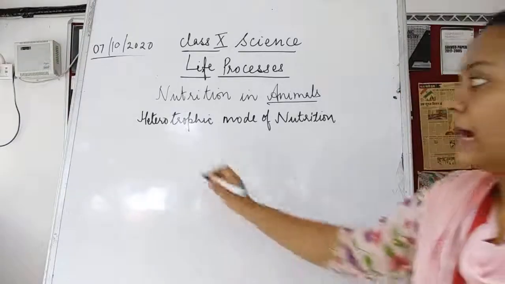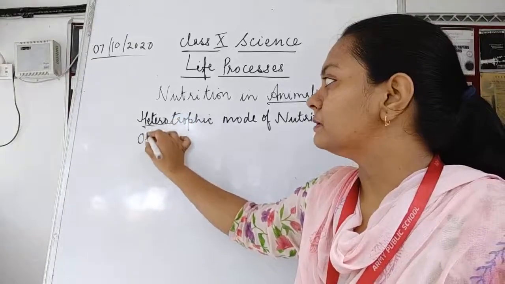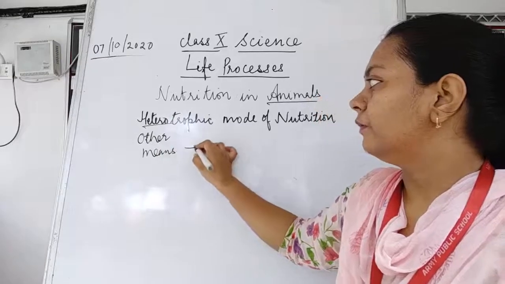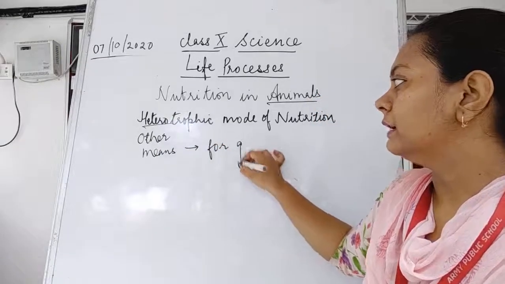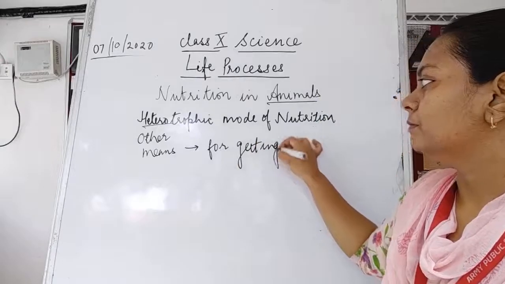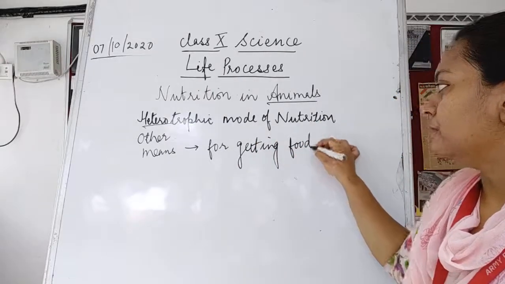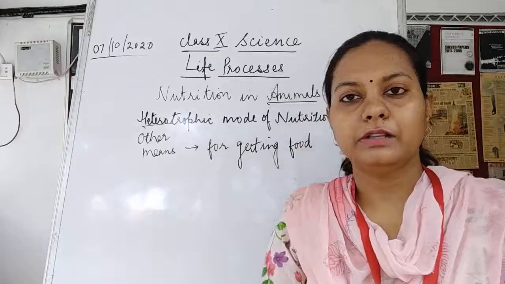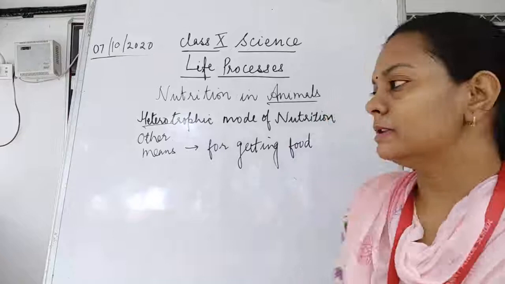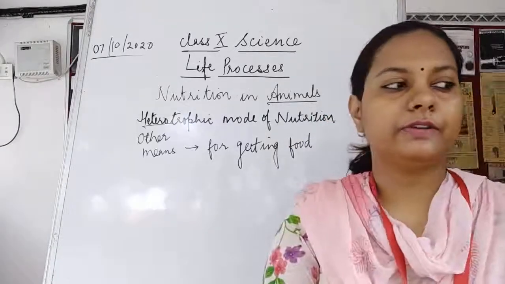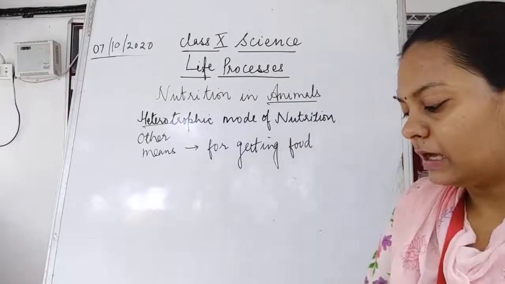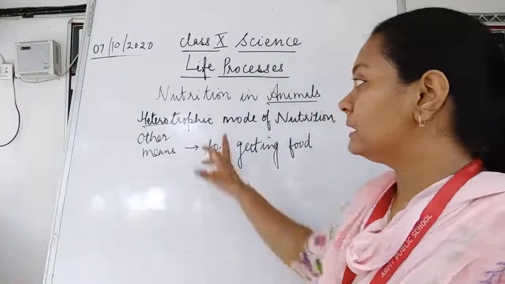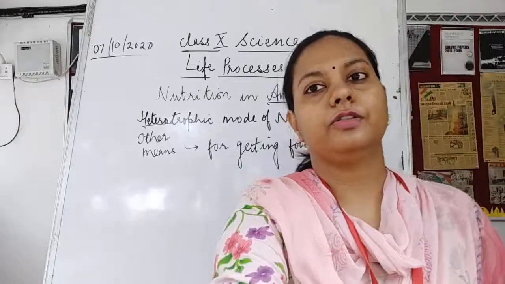It means that other means are there for getting food. Animals are able to get their food from other animals or from the plants. So animals are of different types, as you all know. If the animals are undergoing the various modes of nutrition, all those modes would be heterotrophic. That would be one of the categories of heterotrophic mode of nutrition.